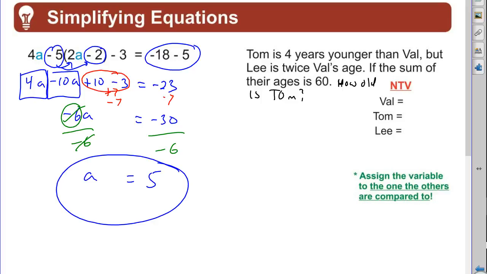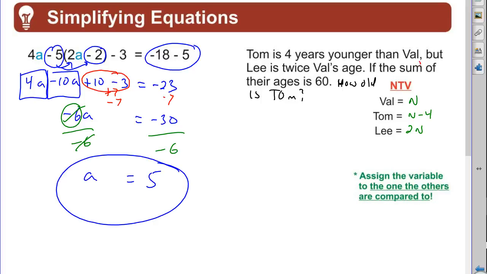So if you look back to the problem, Tom is 4 years younger than Val. Tom is compared to Val. Lee is twice Val's age. Lee is compared to Val. Let's make Val the variable. We'll call her N. Now, do you see how to do Tom? What's 4 years younger? You know, if you're 16 and someone's 4 years younger, don't you do 16 minus 4? Well, if you're N, you do N minus 4, right? Make sense? And then, of course, Lee, but Lee is twice Val's age. All right, so Lee is twice Val, or 2N.